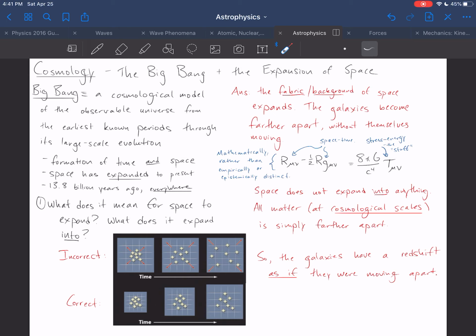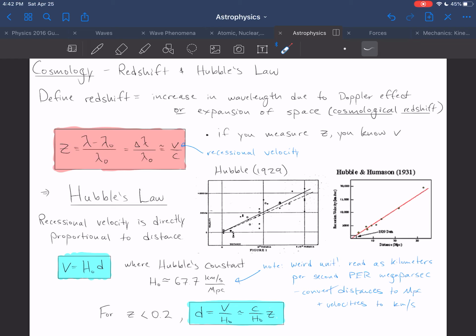As a result, if I scoot back here a little bit, even though we defined redshift initially with respect to the Doppler effect, which is due to velocity, in retrospect, we need to be really careful about how we describe the redshift of galaxies. Because if it is due, in fact, to this expansion of space, it is known as the cosmological redshift. It's not actually because the galaxies themselves are moving.